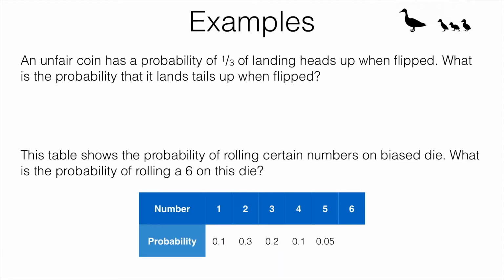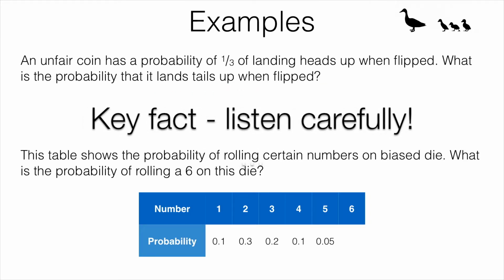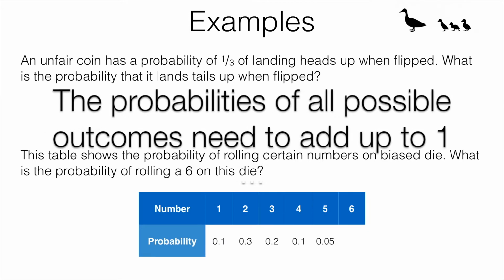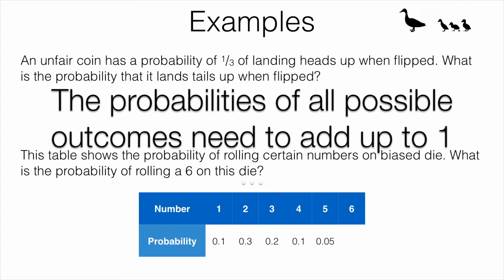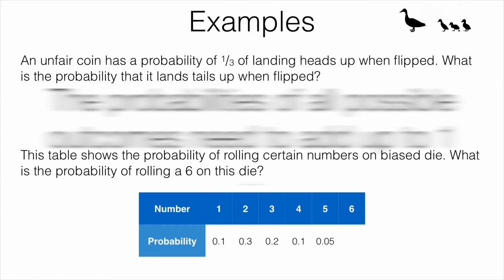Let's start with a couple of simple examples. In the first one, we are told an unfair coin has a probability of 1/3 of landing heads up when flipped. We're being asked, what is the probability that it lands tails up when flipped? The key thing you need to know about probability is this. If you are doing an experiment, such as flipping a coin, then the probabilities of all the possible outcomes need to add up to 1.